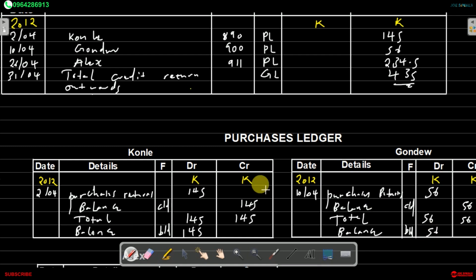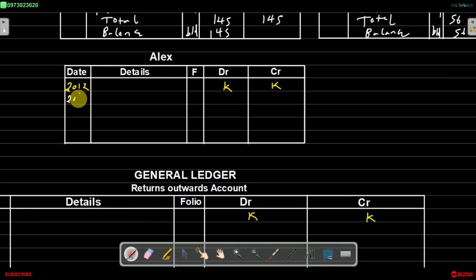Then the other transaction there occurred on the 26th of April, and that involved Alex. The amount there is 234.5. So let us record that. So we're going to say 26th of April, and we'll say purchases returns, and we are going to debit it with 234.5. So since we only had that type of transaction, we can find the balance carried down, then we can find the total, we can find the balance brought down.